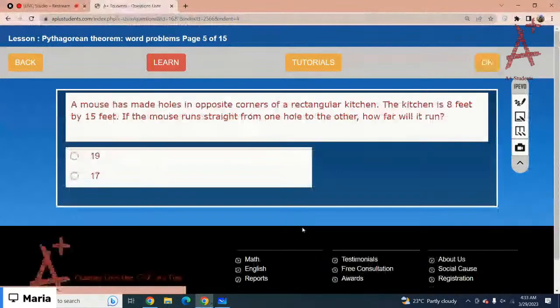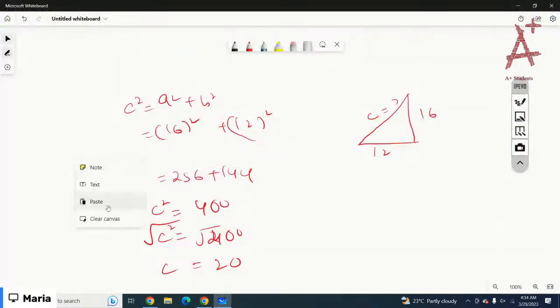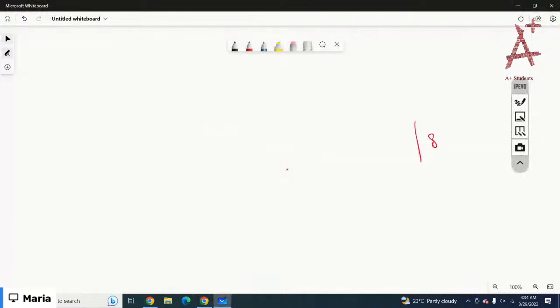Okay, the next one is: a mouse has made holes in opposite corners of a rectangular kitchen. The kitchen is 8 feet by 15 feet. If the mouse runs straight from one hole to the other, how far will it run? 8 feet and 15 feet. Got it? We need to calculate C. So it would be c square equals a square plus b square, 15 square plus 8 square.